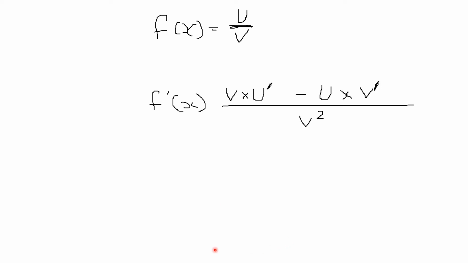Another way I've seen students learning it is by using a mnemonic, what do you call that? Can't remember, but it's a nice phrase. Some persons say low D high, low D high. I wouldn't write it because of my writing skills right now. But low D high minus high D low, over low squared.